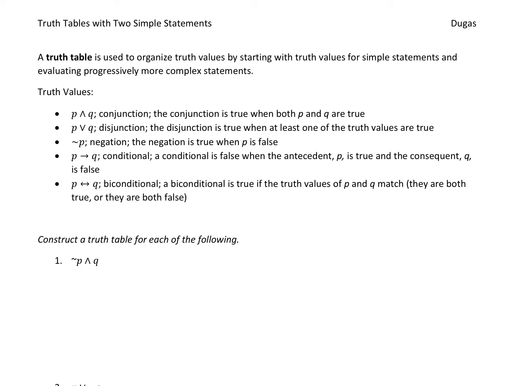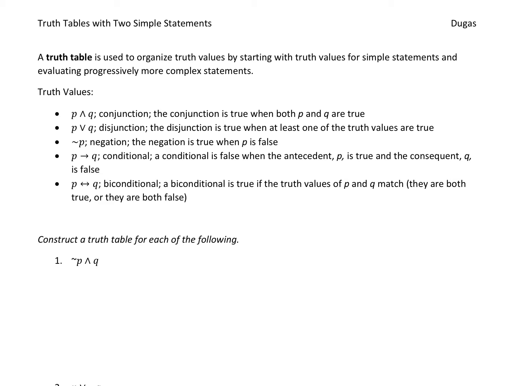In this video, we are going to look at how to create truth tables with two simple statements. A truth table is a way to organize truth values by starting with the truth values for simple statements and then evaluating progressively more complex statements. First of all, you have to understand how to figure out truth values for certain combinations of simple statements.